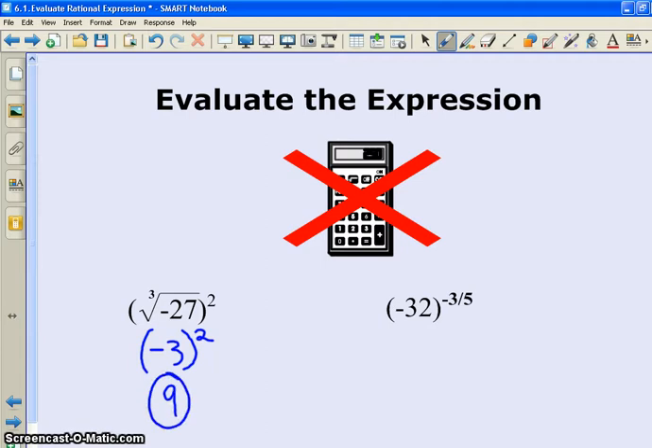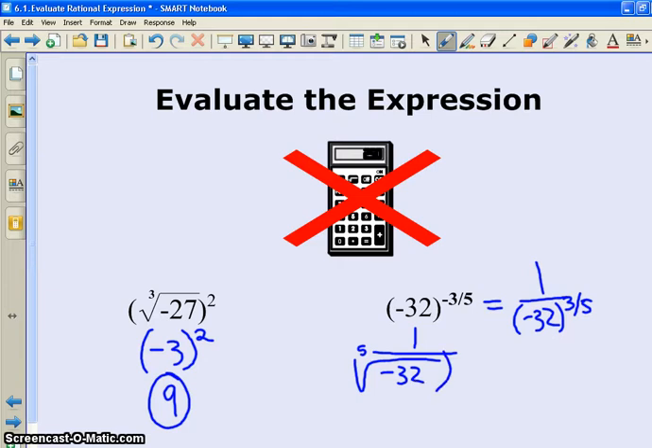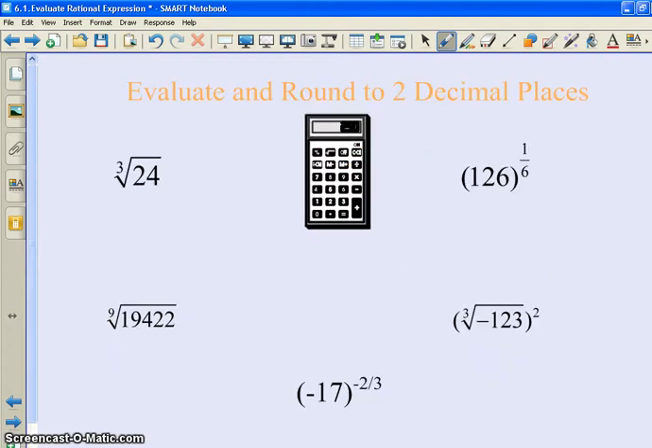Now again, we have a negative exponent, so we have to write 1 over negative 32 to the positive 3/5, and then we want to write it in radical form. So 1 over the 5th root of negative 32 all raised to the 3rd power is 1 over negative 2 to the 3rd power, is 1 over negative 8. How'd you do?